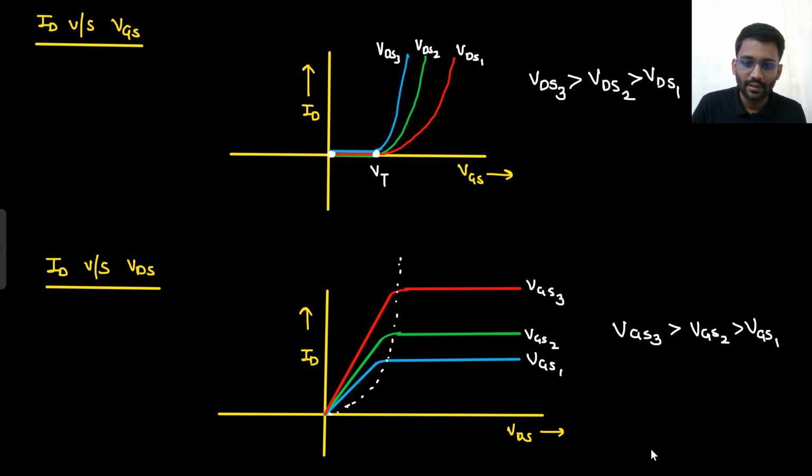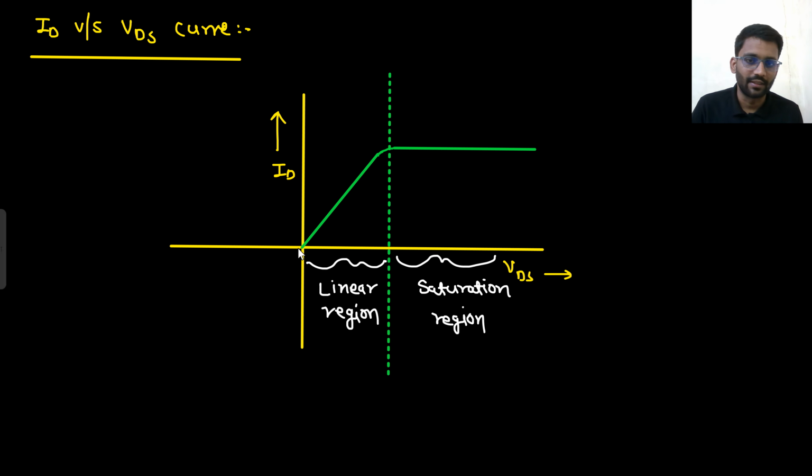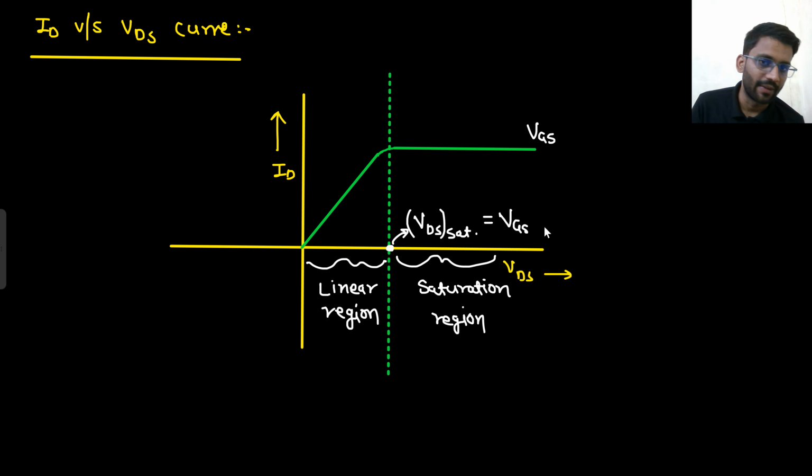Now, here the current saturates in this region. At what potential of VDS does the current saturate? This potential is known as VDSat. Here the current is saturating, right? So what is that potential? That potential is applied VGS minus VT. This curve is there for a particular VGS value, right?